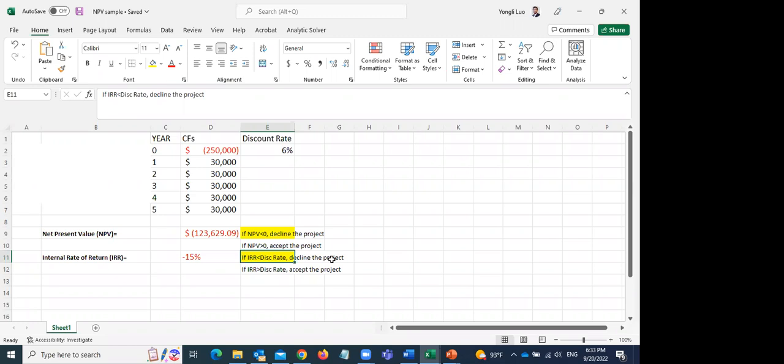If it were a positive 15%, then we accept it. If that is a positive 15%, you need to accept the project, right? When you calculate the IRR, you need to compare the IRR with the discount rate. If you got a net present value, you need to compare with 0 to see if it's negative or positive.